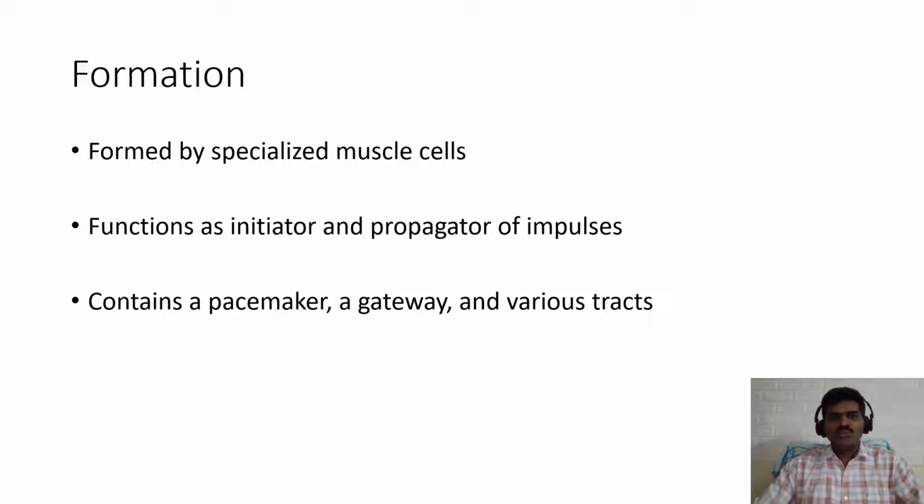So how is it formed? It's formed by specialized muscle cells. It functions as an initiator and also a propagator for the impulses. It contains a pacemaker, a gateway, and various tracts. Let us learn about the pacemaker, the gateway, and the tracts in the cardiac conduction system.